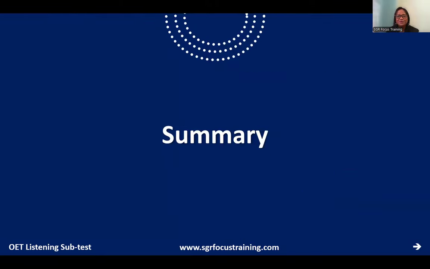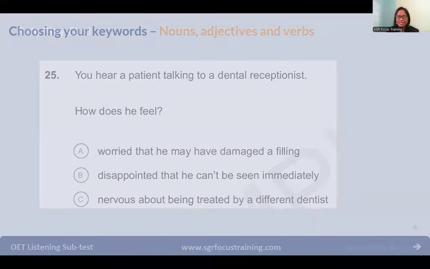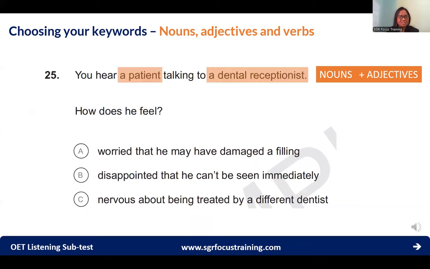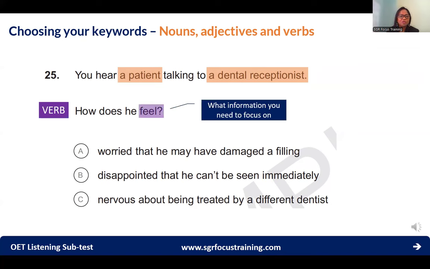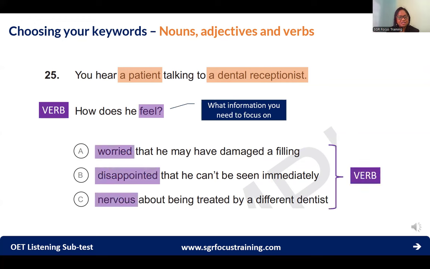So in order to summarize what you've learned today, by using grammar such as nouns, adjectives, and verbs, you are able to find out who the speakers are. When you're looking at your question, you can identify whether the question is looking for a verb, a feeling, okay? When you say verbs, again, these are action words. So what is our speaker feeling? Is he worried? Is he disappointed?